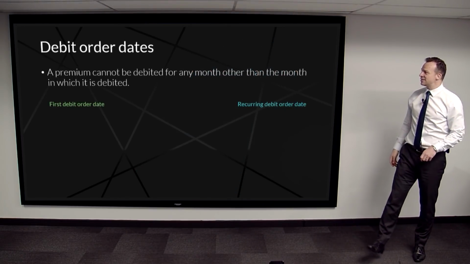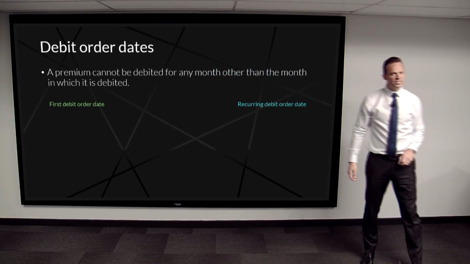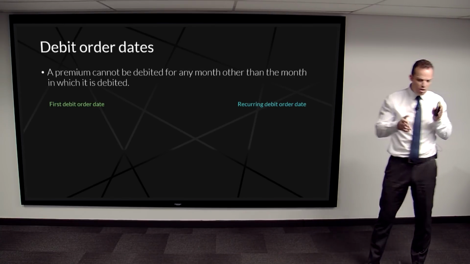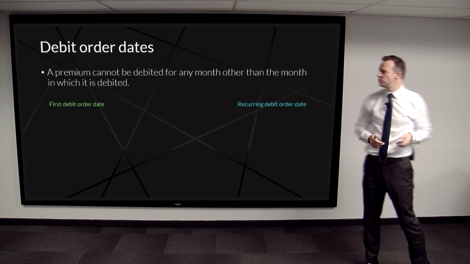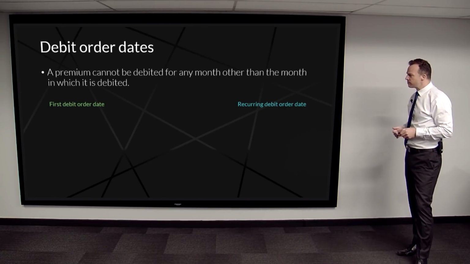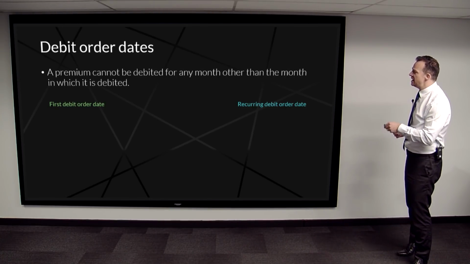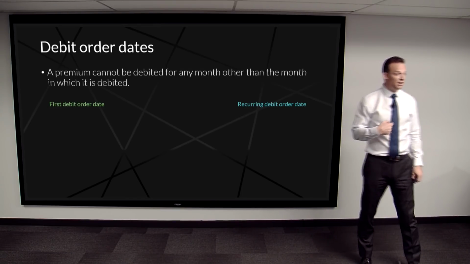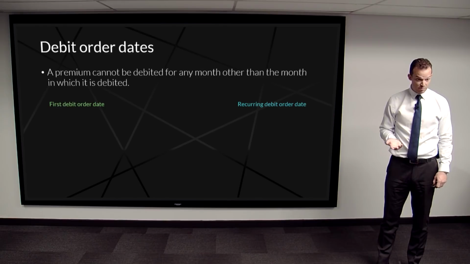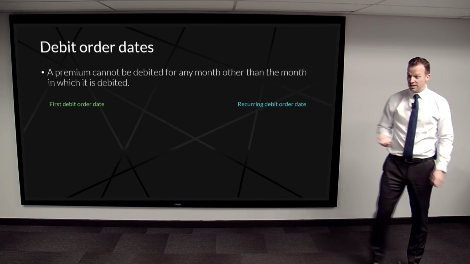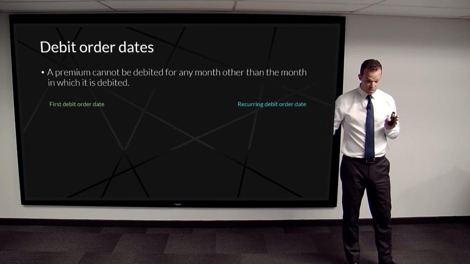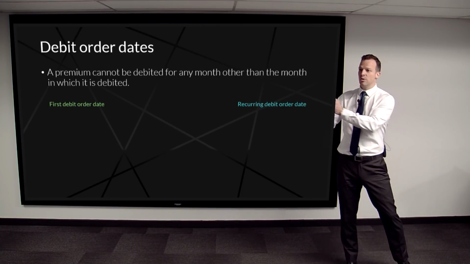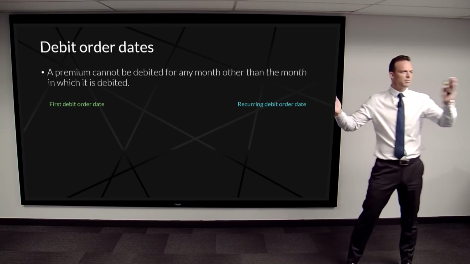All right, so those are the qualifying criteria. Just to explain our debit order dates, because some people get confused as to how the month works and what days we do what on. A premium cannot be debited for any month other than the month which is debited. So often we get people that have failed to pay their product, right? So let's say we're now at the end of, so let's look at April. We're in May now. So in April, we had people debit orders throughout the month, right?